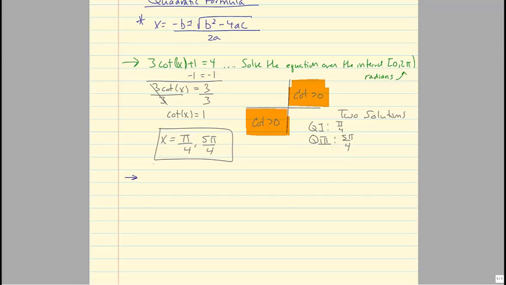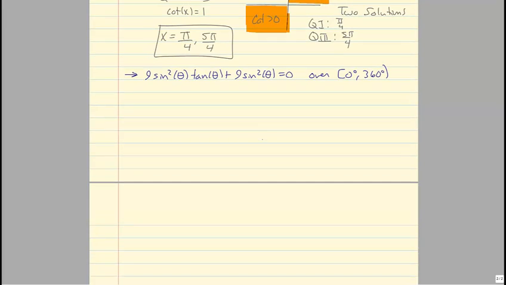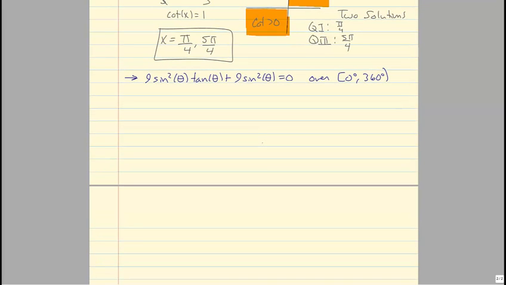Let's look at 9 sine squared theta times the tangent of theta plus 9 sine squared theta equals 0. And I want to find solutions over the interval from 0 degrees to 360 degrees. So here I'm definitely working in degrees and not radians. So before we isolated our variable, but you can see on this problem I don't have just a single variable to isolate. So what I'm going to look for here is the greatest common factor.